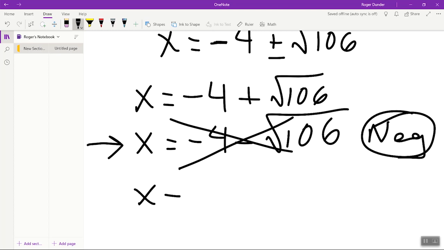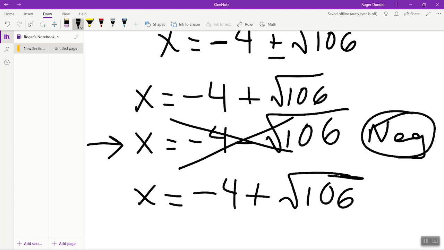Instead, we're just going to have x is equal to minus 4 plus the square root of 106. That is the value. And if we want to know exactly what that is, we take the square root of 106, and that equals approximately 10.30.